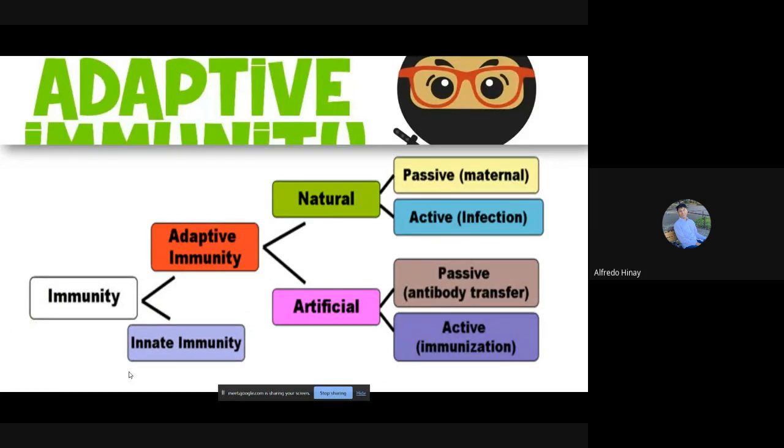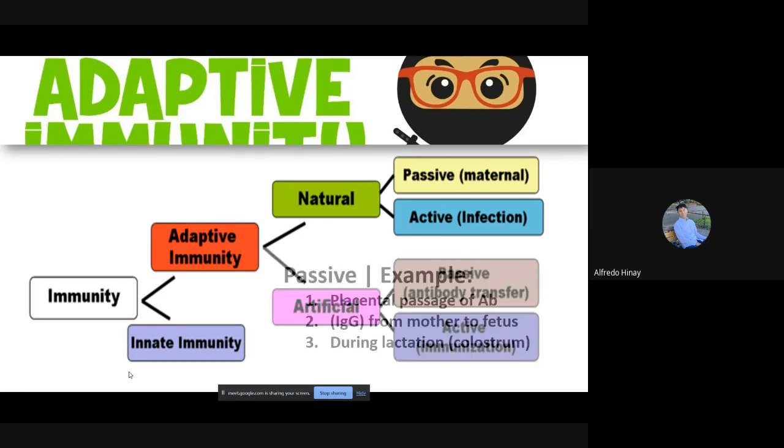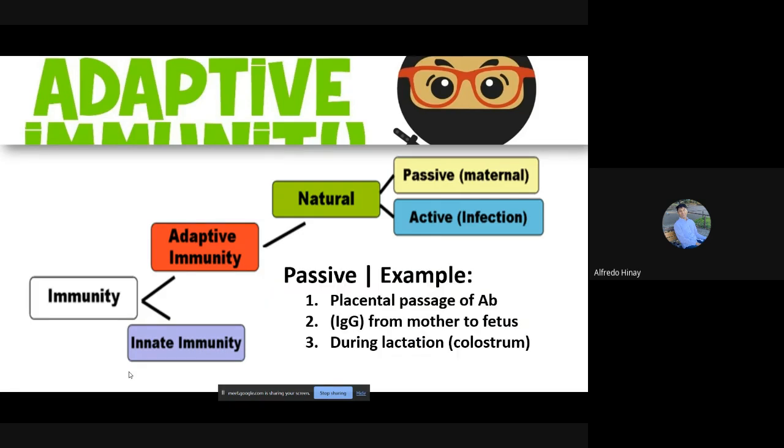So here, if you can observe, we were able to cover your innate immunity already, class. Okay, and then we will be covering your adaptive immunity. Your adaptive immunity is actually divided into two. You have your natural and your artificial. And under your natural, we have your passive and active infection. Then for artificial, also we have your passive and active. So for your natural class here, example of your passive, you have your placental passage or passage of your antibody class.